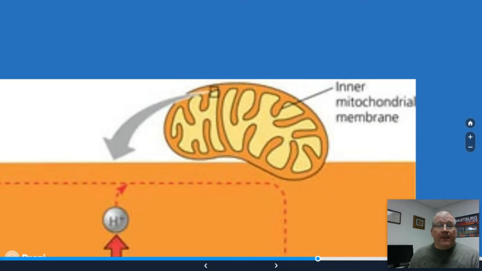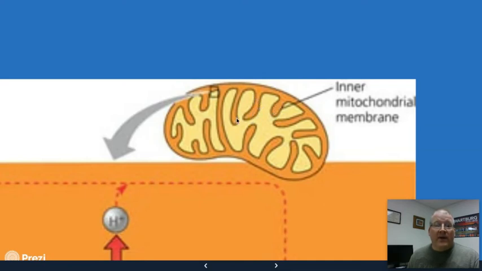Let's take just a second to review the anatomy of this mitochondria. So here we've got two membranes. The outer one is smooth. The inner one is highly convoluted or highly folded. And what we have is the necessary enzymes for this electron transport chain embedded in this inner mitochondrial membrane.